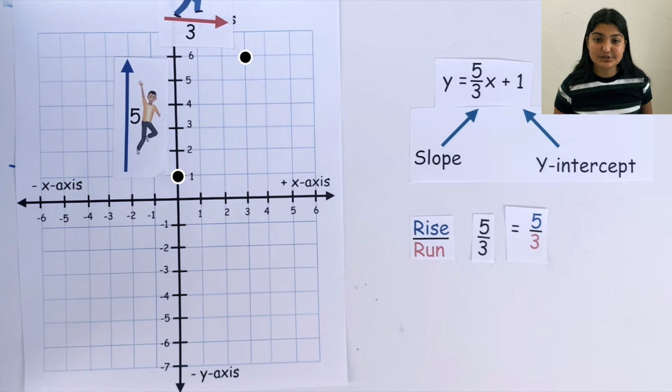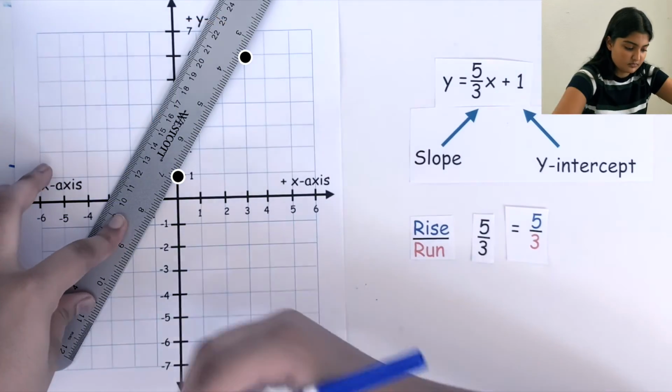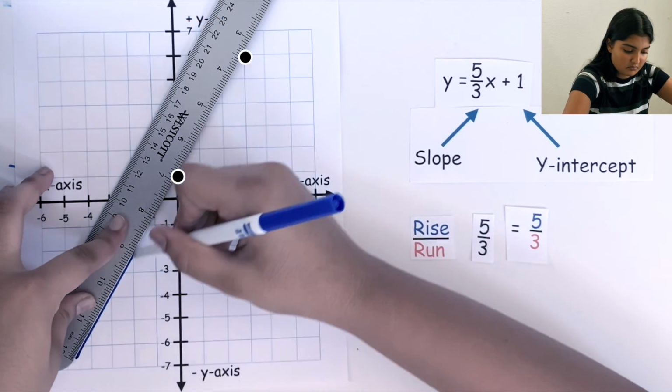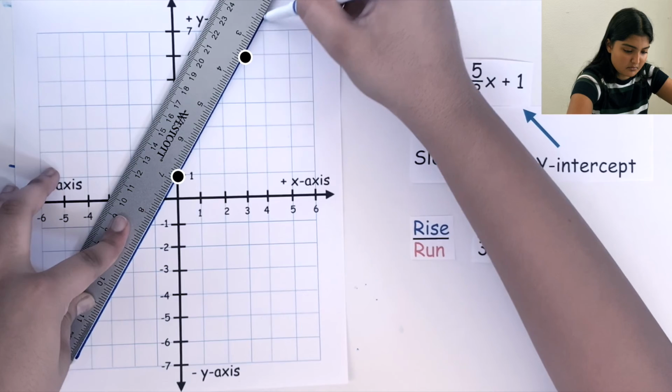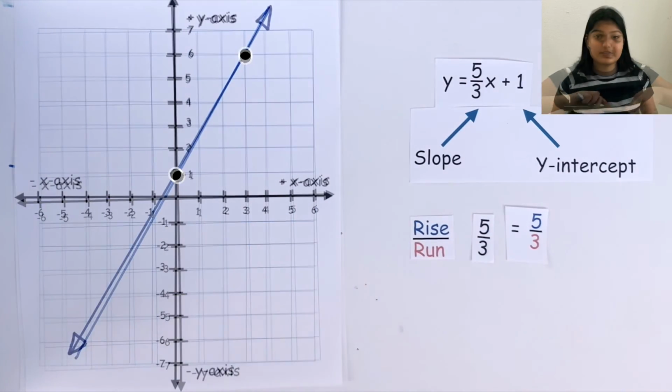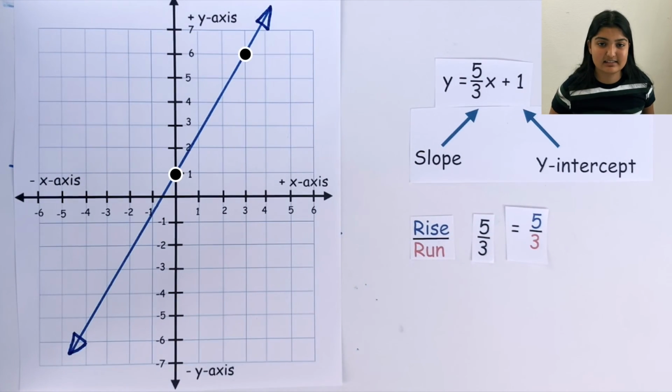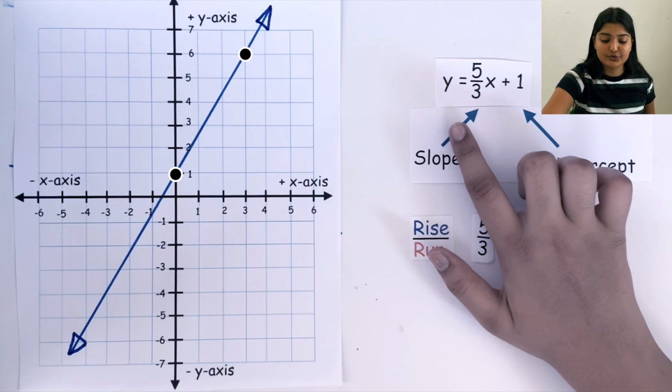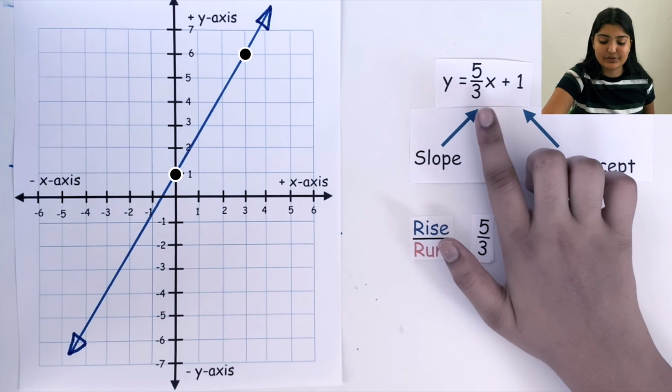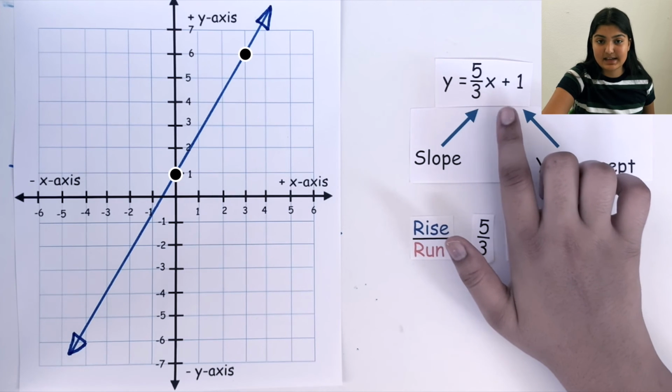Now that we have 2 points, we can connect them and graph this line. This is the line and the graph for y is equal to 5/3 x plus 1.